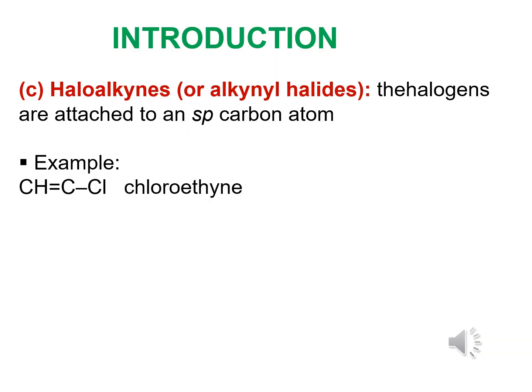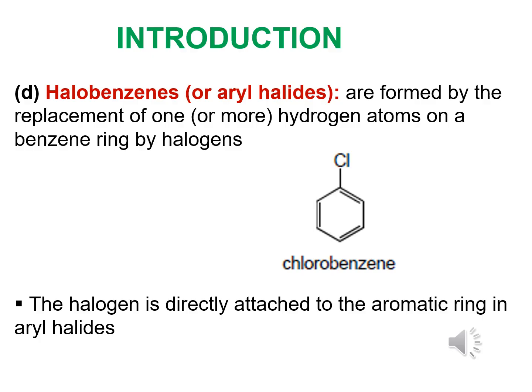Next is haloalkynes. In the same manner, alkynes are sp hybridized carbons. So when one of these hydrogens is replaced with a halogen, it becomes a haloalkyne, and they still remain sp hybridized. Halobenzenes or aryl halides are formed by replacing one or more hydrogens in benzene with halogen. The halogen is directly attached to the benzene ring.